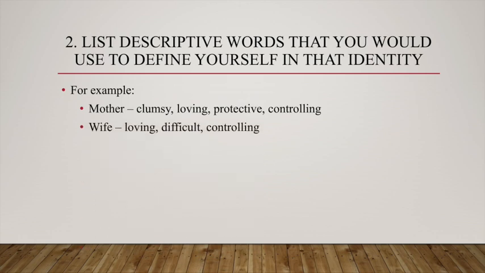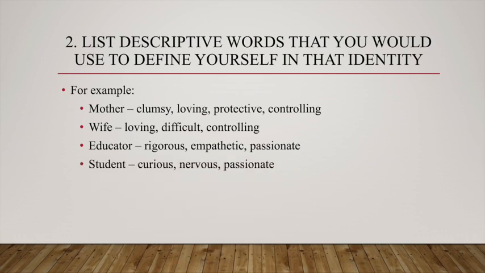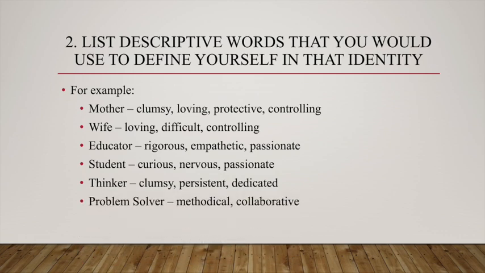As a wife, I would say I'm loving, difficult, I'm controlling. As an educator, I'm rigorous, I'm empathetic, I'm passionate. As a student, I'm curious, I'm nervous, and I'm passionate. As a thinker, I'd say I'm clumsy, I'm persistent, but I'm dedicated. And as a problem solver, I'm methodical and collaborative. So again, I took each of my identities and I just created some descriptive words that I would use to define myself in that particular identity.